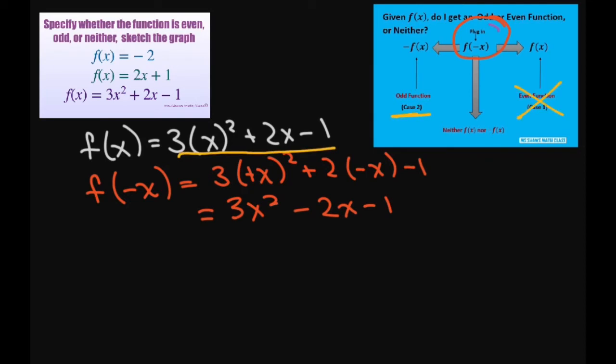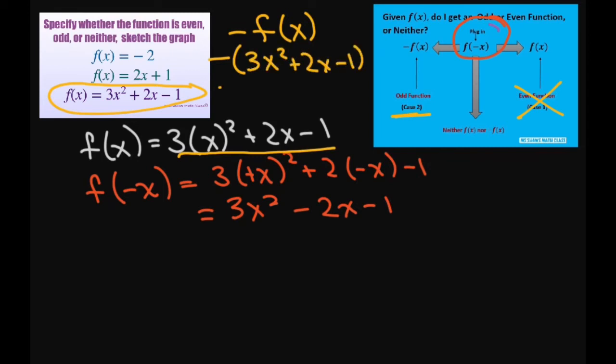And for it to be odd, it would have to be this negated, -f of x. So that means you're taking the negative of your whole function here. And that gives you -3x squared minus 2x plus 1. These two do not match, so it's neither even nor odd. That means it's neither.